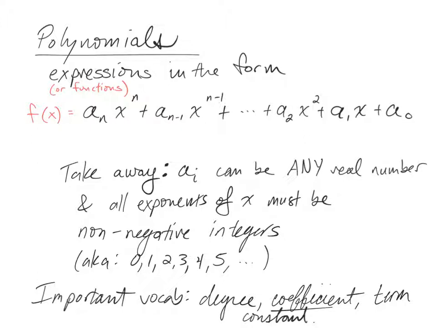So without further ado, a polynomial is an expression or a function in the form, here it is, a sub n x to the n power plus a sub n minus 1 x to the n minus 1 power plus dot dot dot all the way down to a sub 0.